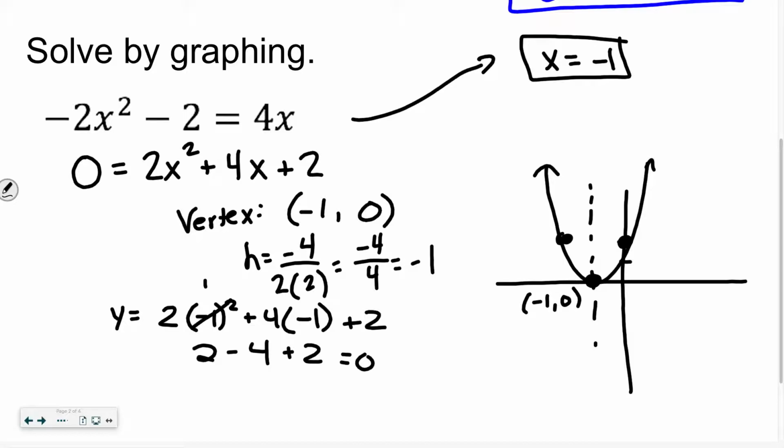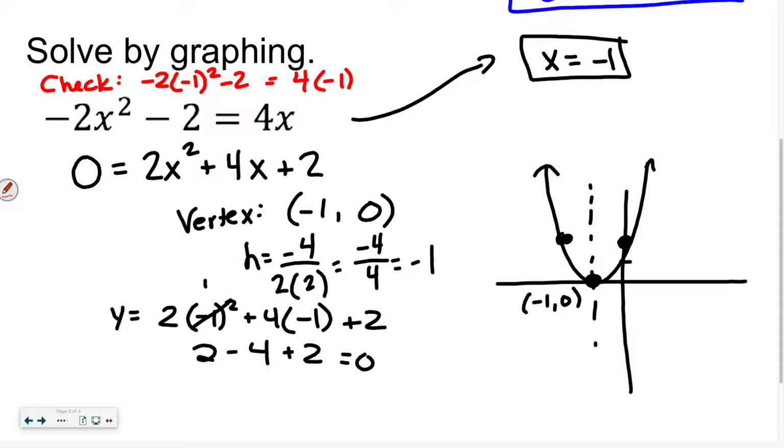Now remember, we first made that equal to 0 so that we could graph it and look for x-intercepts. But in this original equation, I could do a quick algebraic check if I'm saying x equals -1 is the answer. -2 times -1 squared minus 2 should equal whatever 4 times -1 is. So the two sides aren't necessarily 0 in the original problem, but because I just subtracted or added those two terms to the other side, it should be the same thing.